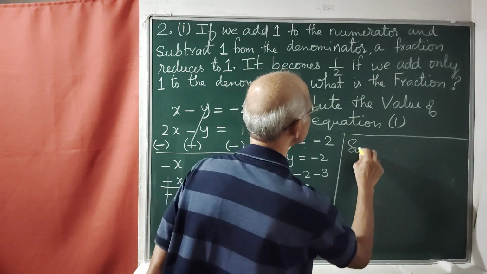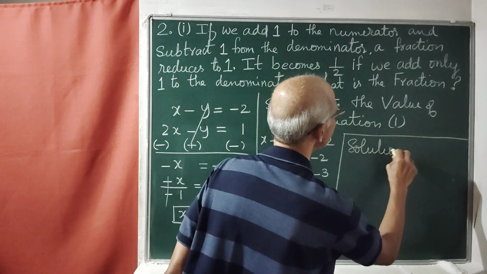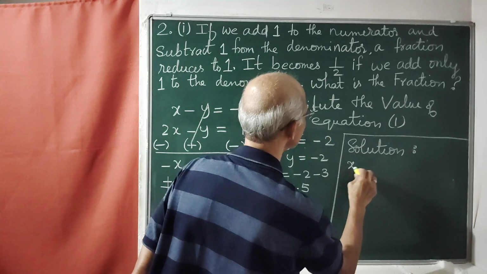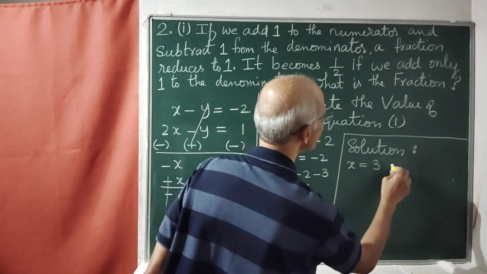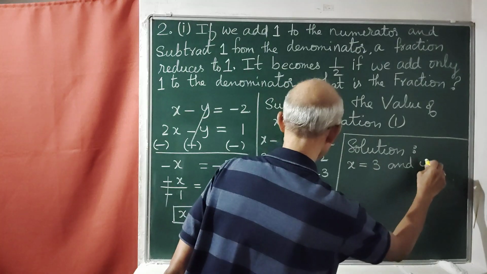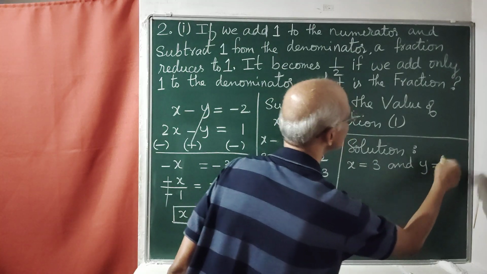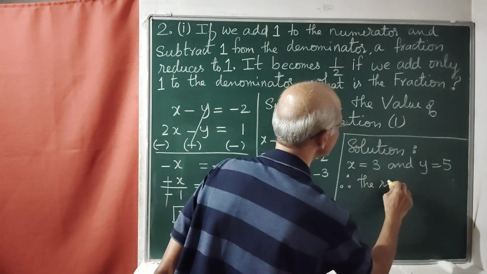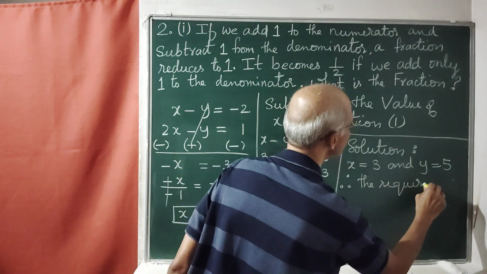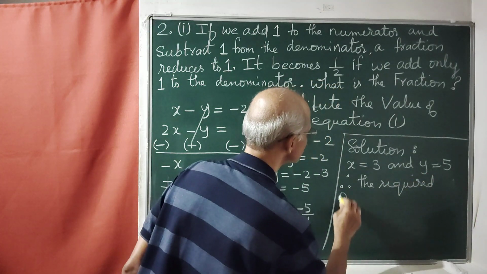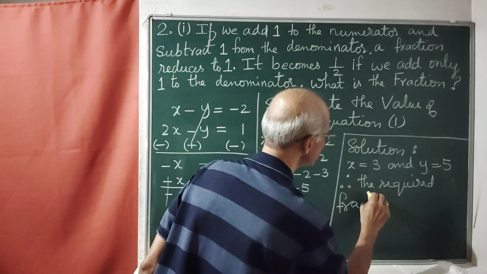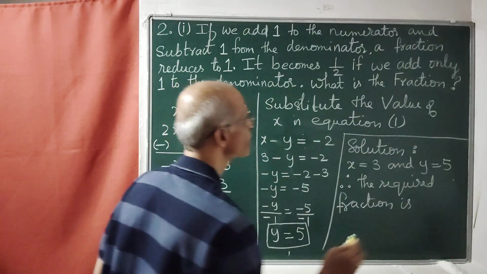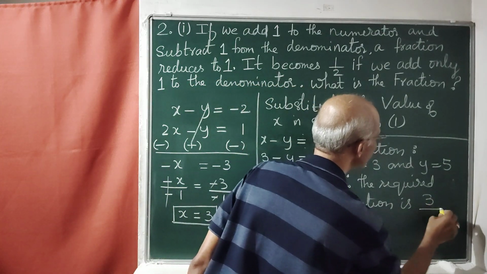So the solution is x is equal to 3 and y is equal to 5. Therefore, the required fraction is 3 by 5.